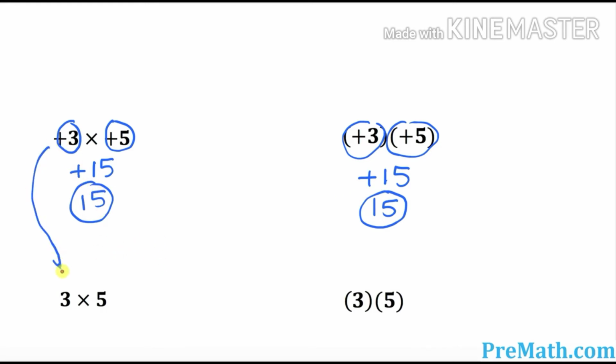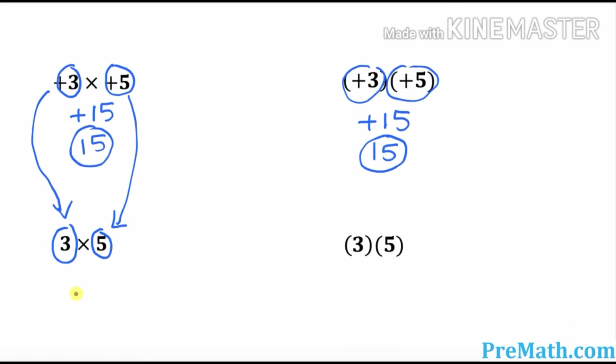Or just simply, you can write it this way. You can see that one over here. Positive 3 could be written as just 3, and this positive 5 could be written as 5, and we know that 3 times 5 is always 15. You can look at this problem this way as well. Likewise over here, positive 3 could be written as 3, and positive 5 could be written as 5. So 3 times 5 is 15.